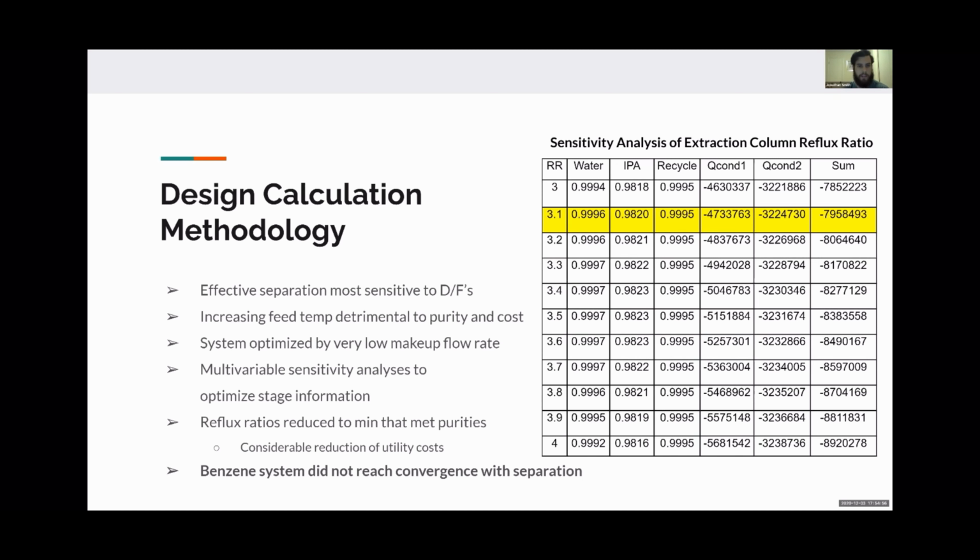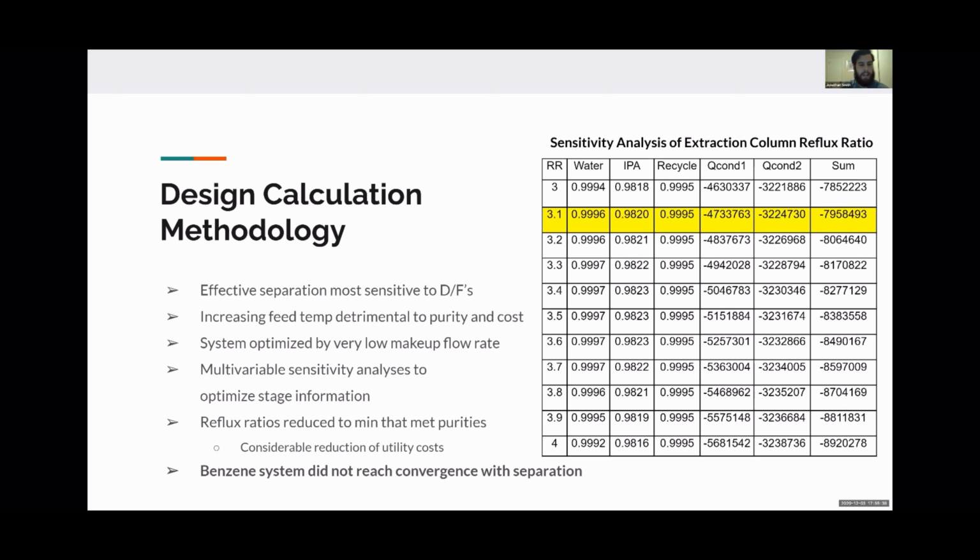And so what we have on the right here is the final sensitivity analysis, which was a reflux ratio on the extraction column, so the initial column. And so it's very clear here as we reduce the reflux ratio, it reduces the total utility cost for the system. And then the lowest that can be reduced while still meeting our purity standards was 3.1. As you can see, as you get below that, the isopropanol purity does not reach the standards.